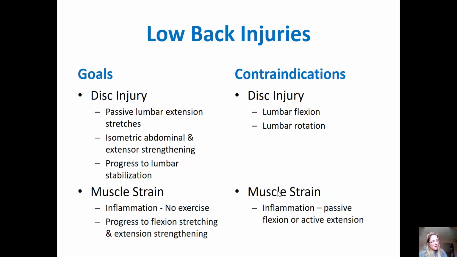So one of the orthopedic issues that your book does talk about is a low back injury. So here are just some basic rules of thumb. So goals, when we look at things like a disc injury, so things like a herniated disc, right, or slippage of a disc. So what can we do with a disc injury? We can do passive lumbar extension, stretching, note stretching. We can do isometric abdominal and extensor strengthening.